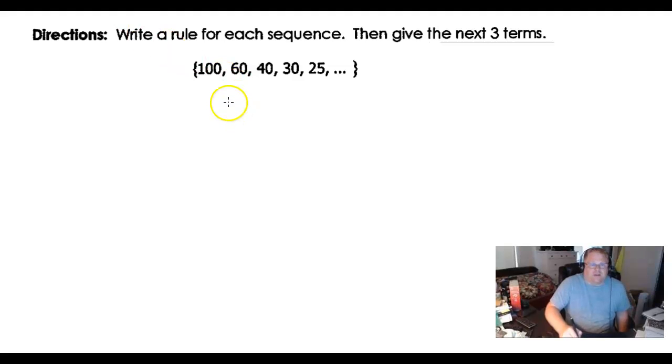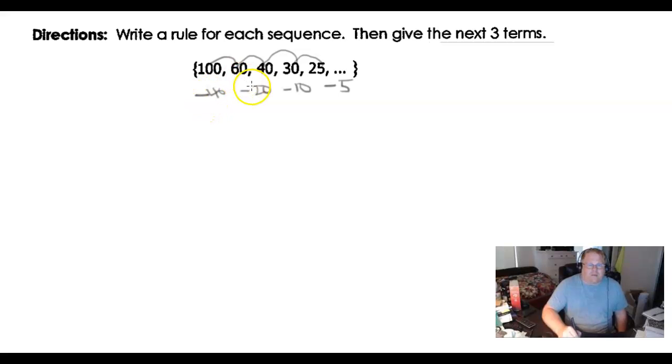Honestly, to do these, I just kind of figure out, well, how is one related to the other? So for this one, it looks like I'm going down in numbers. So something's going on here that's dropping these. Maybe subtraction. So I could say, well, this is going down by 40 to get to 60. This is going down by 20 to get to 40. This is going down by 10, down by 5, to get from here to here and here to here and here to here. Now, I do see a pattern.